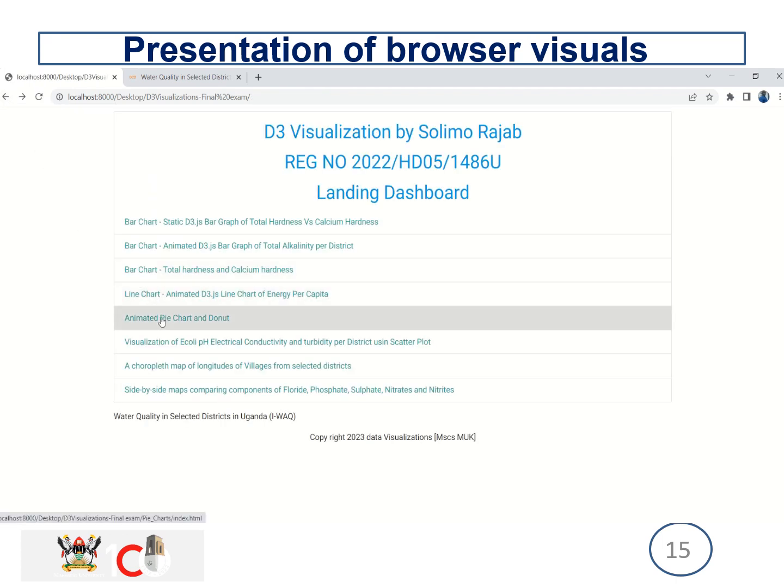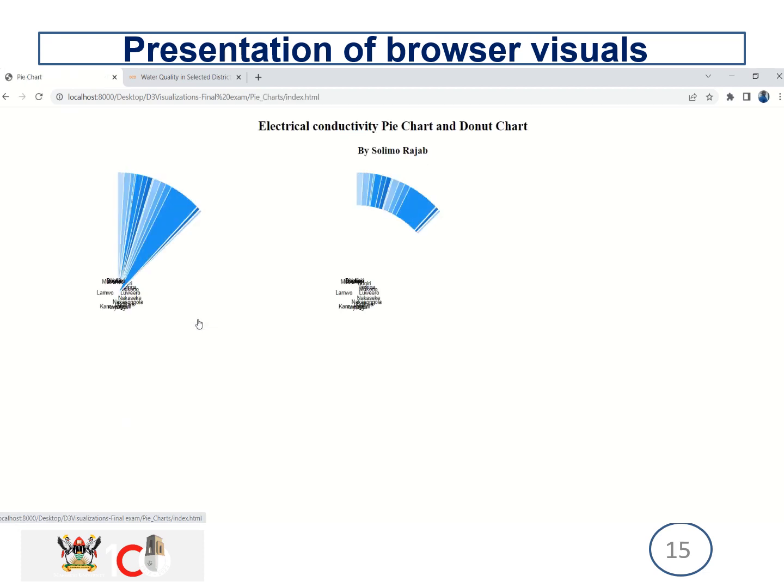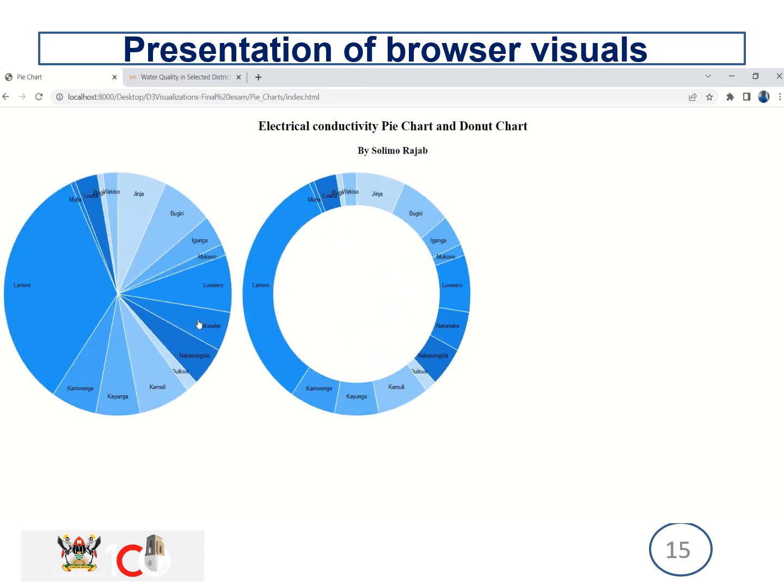Right? So another visualization is the animated pie chart and then the donut chart. In these two charts, it is visualizing electrical conductivity per district, and you find that within the pie chart here, Lamu still has the highest, even in the electrical conductivity. That's what we've seen in the previous charts, that it has been high. And this one has the lowest electrical conductivity within its water.